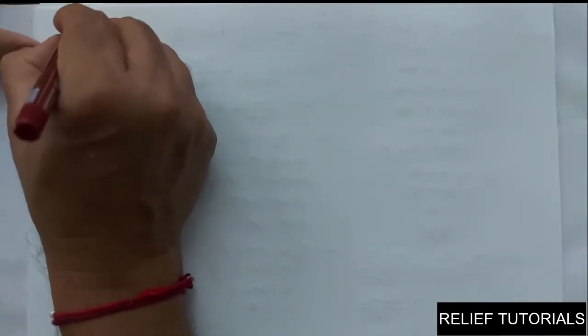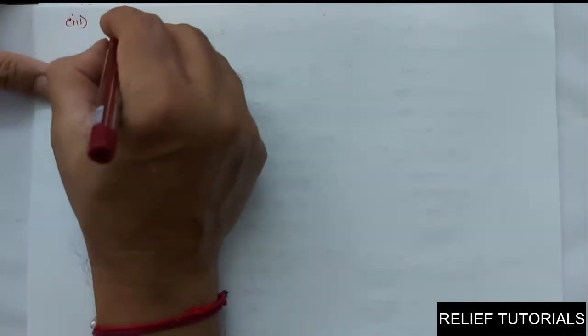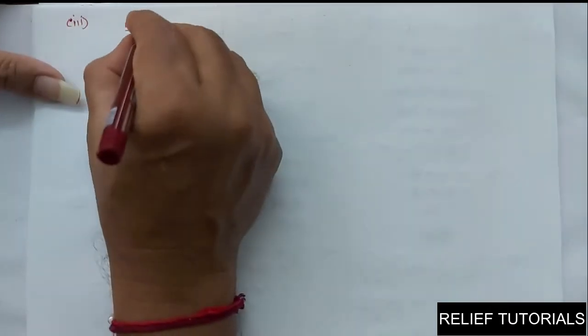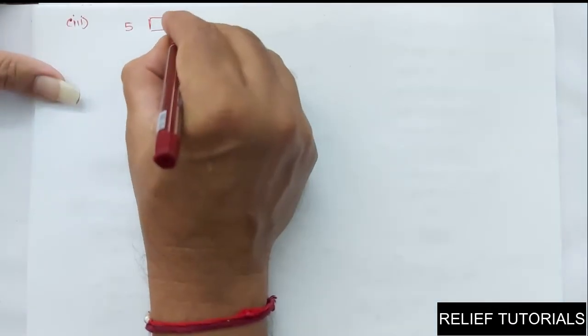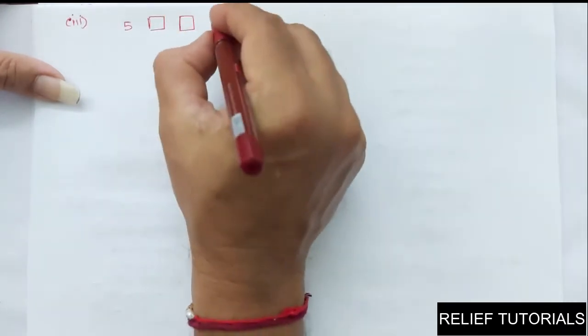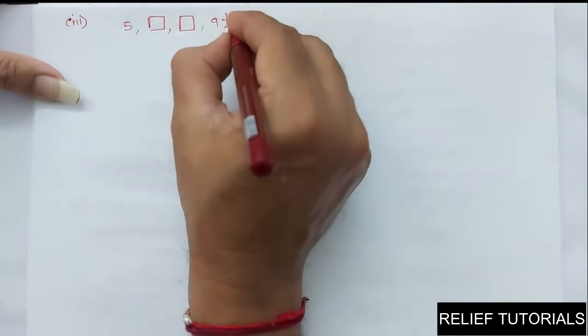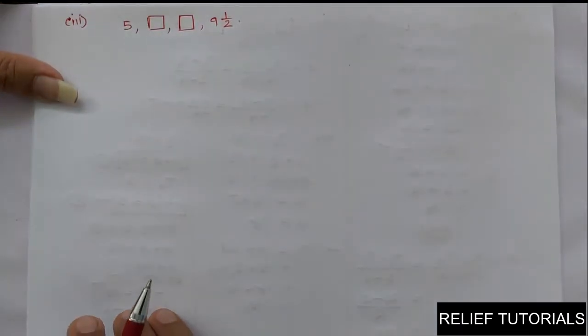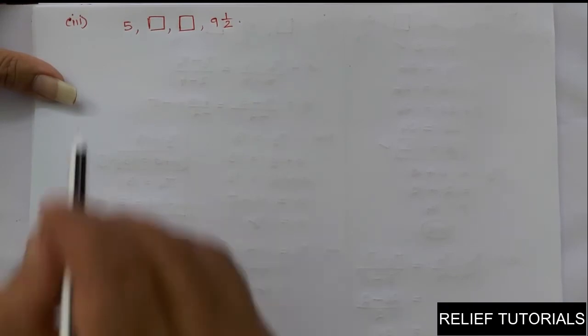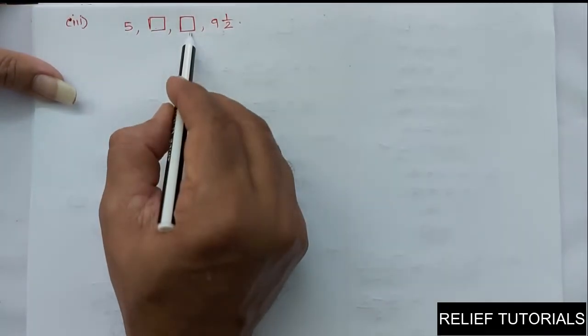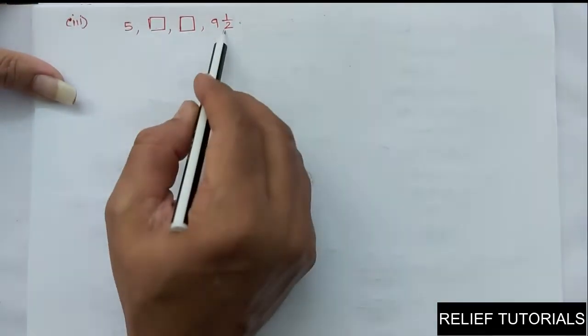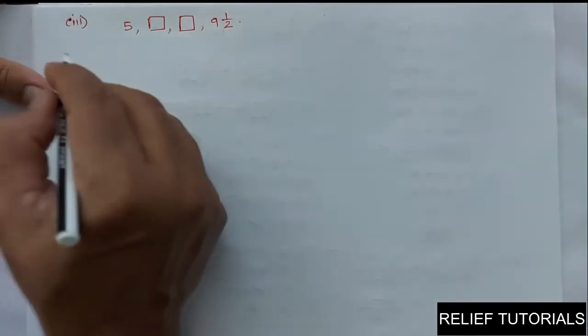Now, question number 3. 5, box, and 9 and a half. So you don't have two consecutive terms. Clear? You want to find T2 and T3. You have the first term T1 and you have T4. So directly we can find D now.